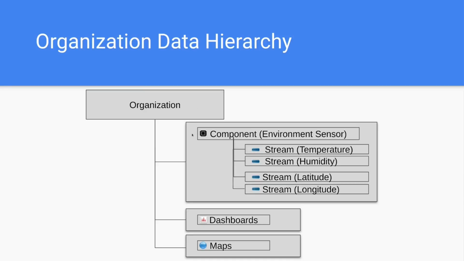A component is a thing that contains streams and events that may share a similar location. For example, a component might be a sensor that monitors temperature and humidity. Temperature would be one stream and humidity would be another stream. If the sensor were mobile, it could also have latitude and longitude streams that record the location of the component over time. An organization can contain other objects such as dashboards and maps.